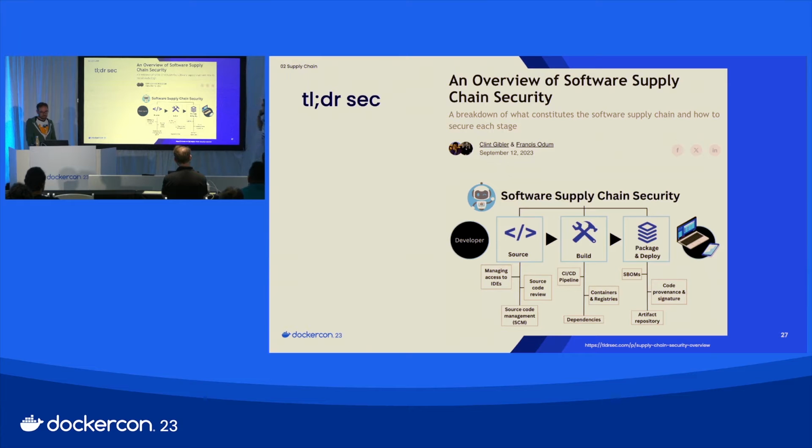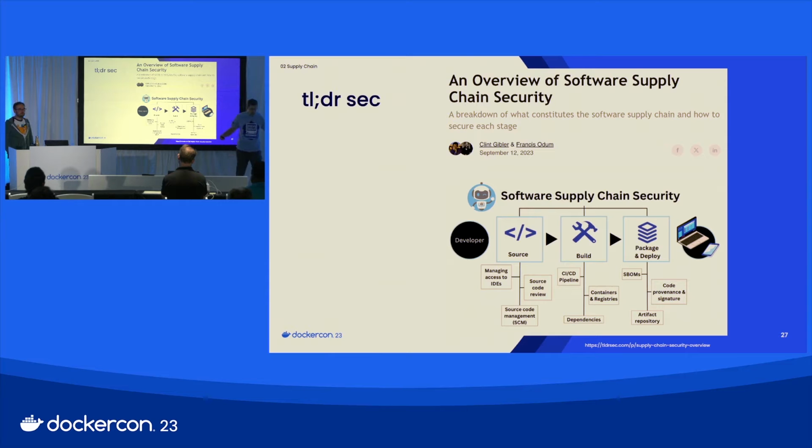And here's also published last month in TLDR Security, an overview of software supply chain security. In it, they talk about three different ways that your supply chain can be attacked, or rather three ways that you need to think about securing your supply chain. There's the source, which is your dependencies and your code. There's the build process itself. And then how you package and deploy your software.